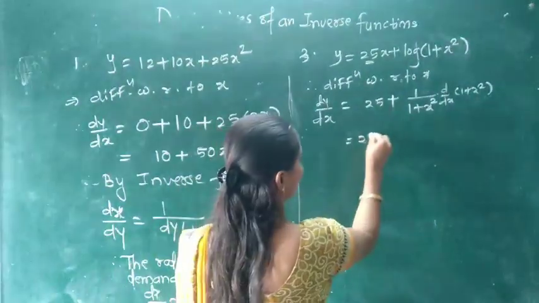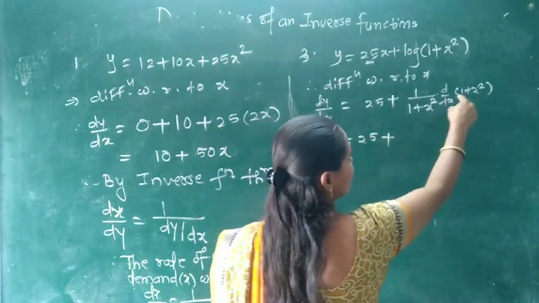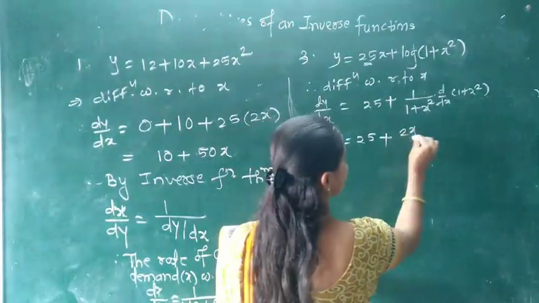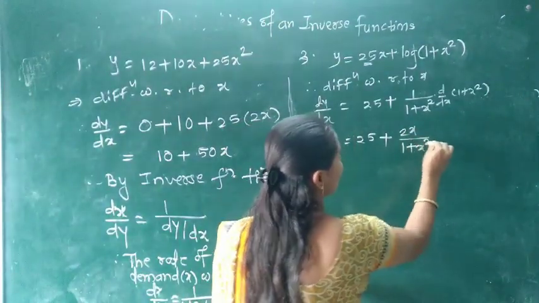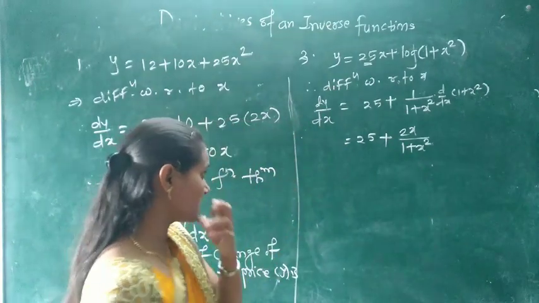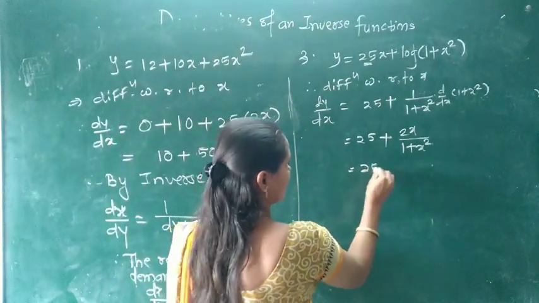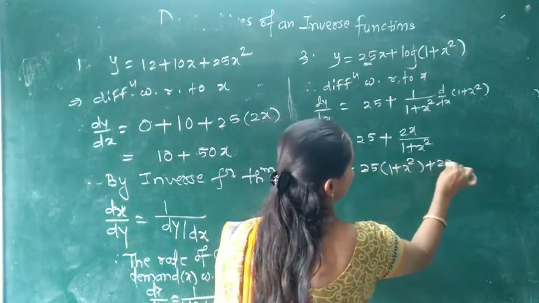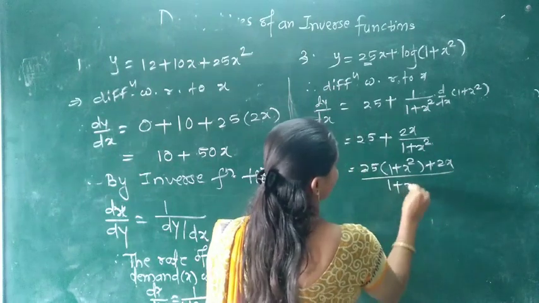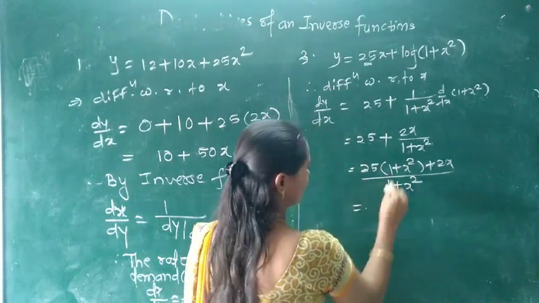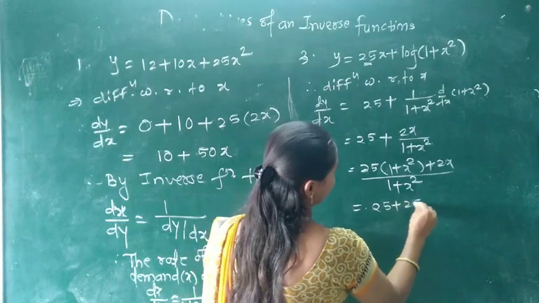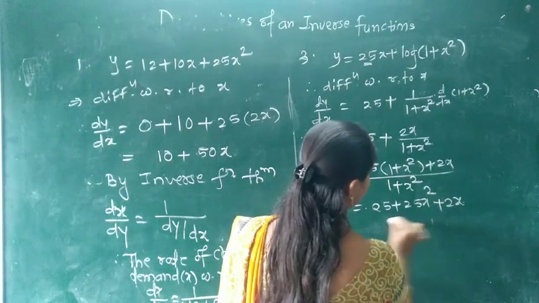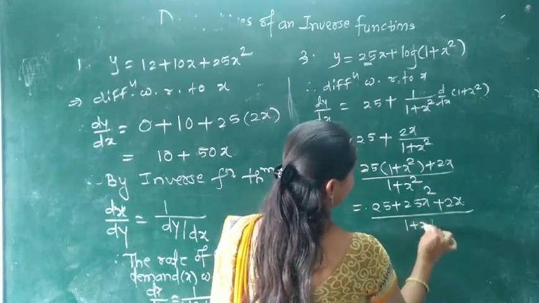Equal to 25 plus, so the derivative of 1 plus x square: the derivative of 1 is 0 and the derivative of x square is 2x, upon 1 plus x square as it is. We simplify this term by cross multiplication: 25 into 1 plus x square plus 2x, divided by 1 plus x square. So this term is 25 plus 25x square plus 2x, divided by 1 plus x square.